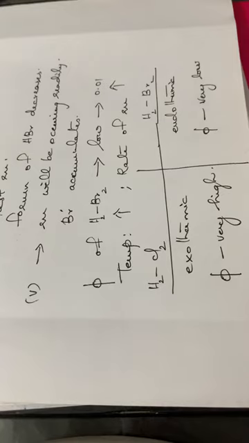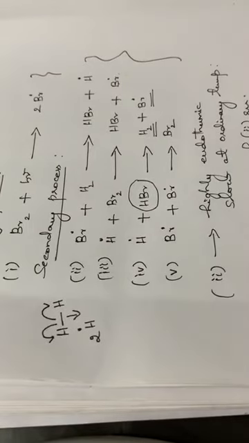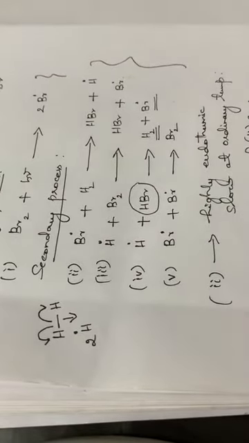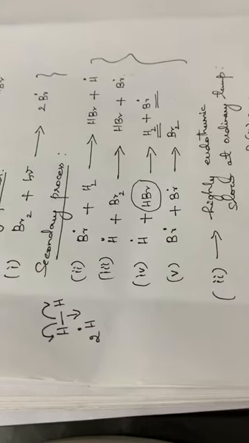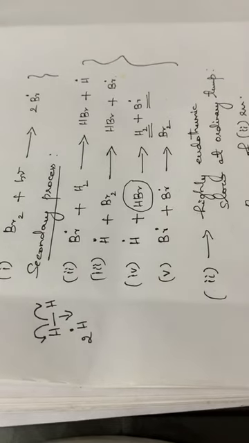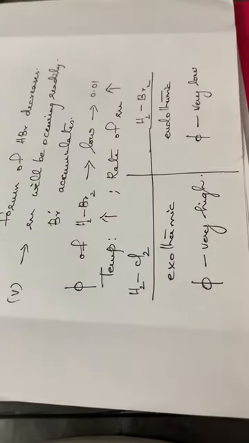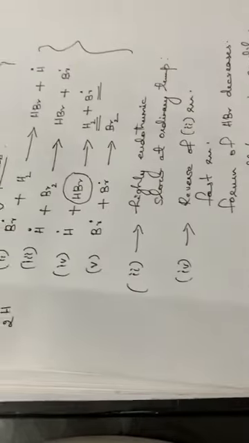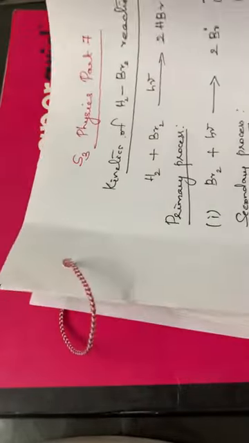So this is the kinetics of the H2Br2 reaction. Hope you understood this H2Br2 reaction. And then the next title, hope you write this also. Then the next one, that is the secondary photochemical process.